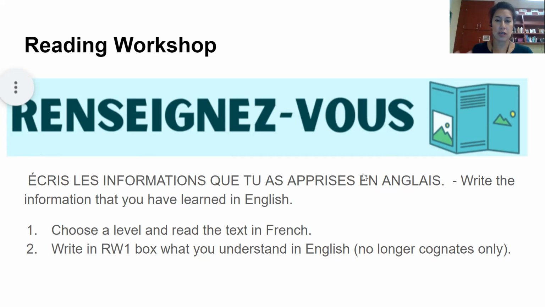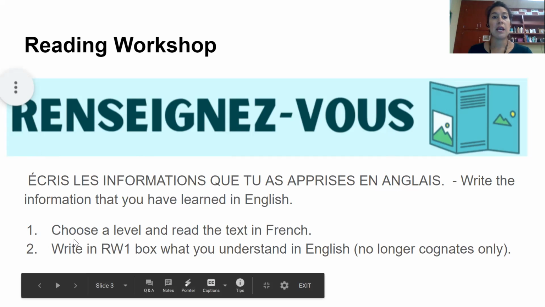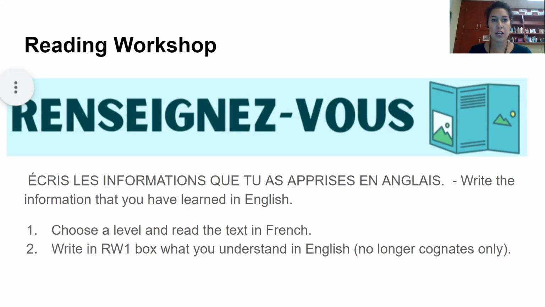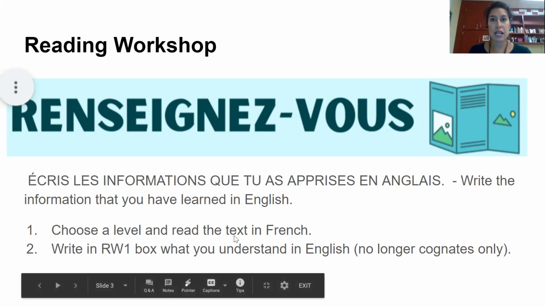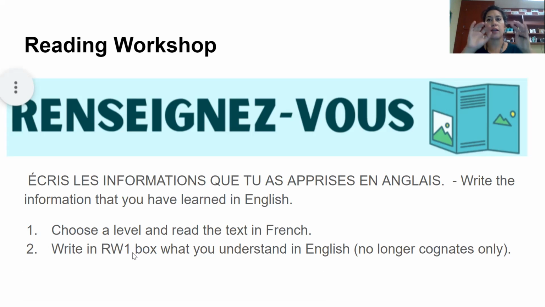Don't take any longer than that for this beginning workshop. Choose a level. You do not have to read beginner and intermediate and advanced. Just choose one, read the text fully. It might take you at least a minute or two to read the text. Then you're writing in this box what you understand in English. So I think the text is saying blah, blah, blah. This text talks about blah, blah, blah.